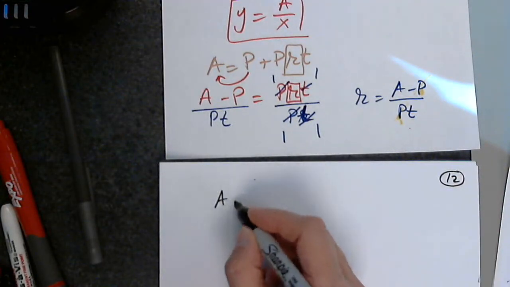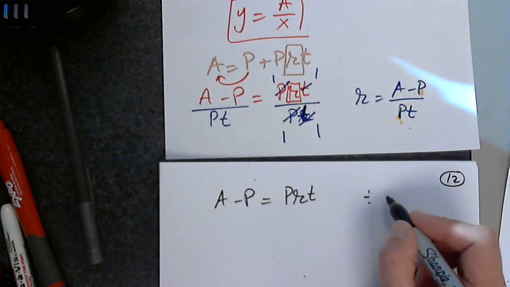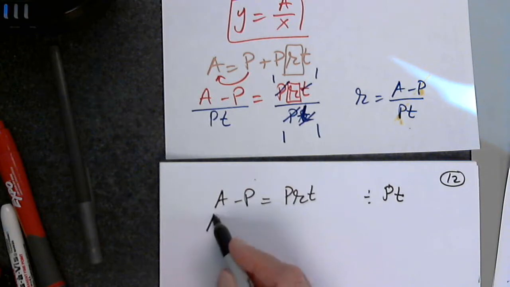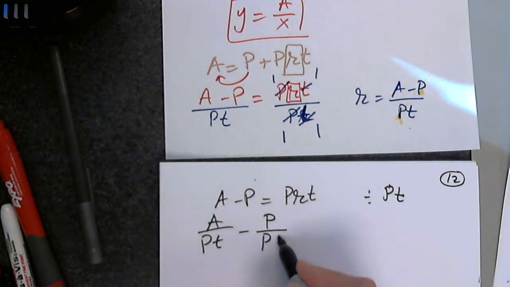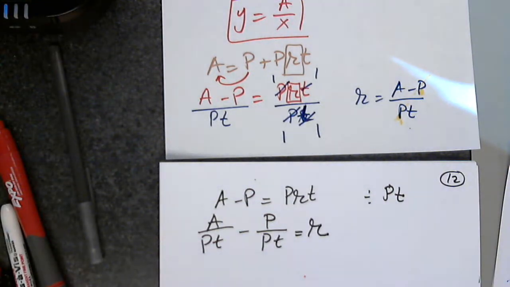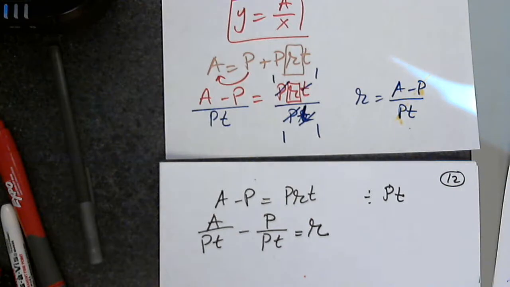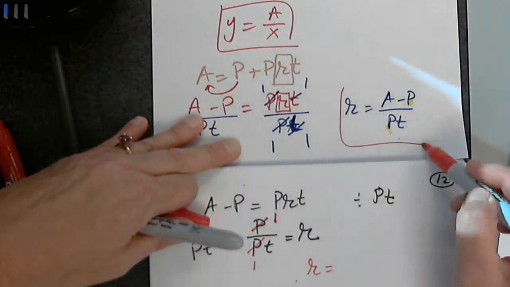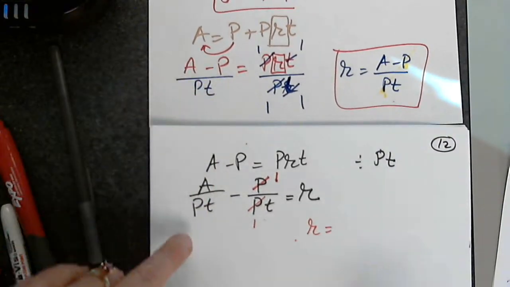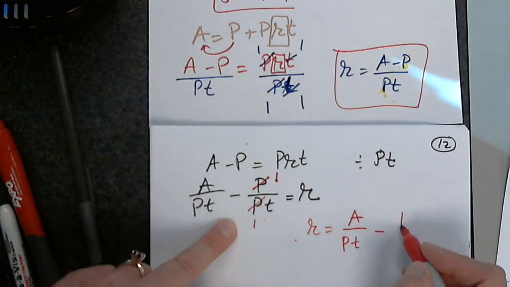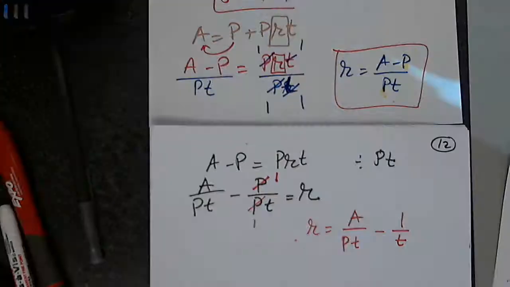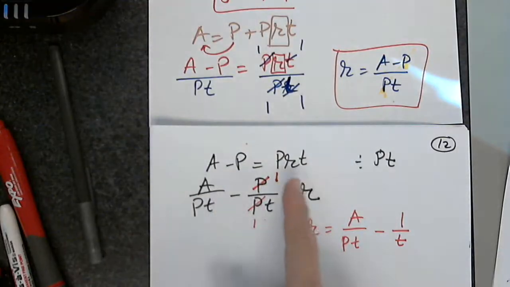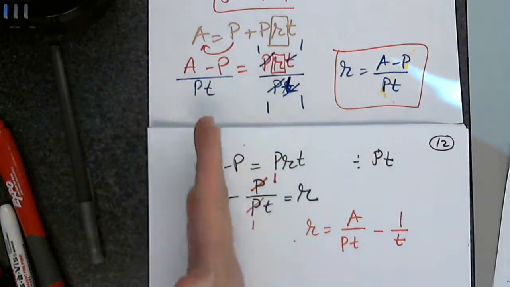So I have A minus P equals PRT. I know I'm dividing by P and T. I can write A divided by PT minus P divided by PT equals R. In this case, I am allowed to simplify factors. P is a factor at the top. I can simplify and I get 1. I have to write 1 because if I don't write 1, I may think it's 0. And P divided by P, I get 1. So the second option, this is perfect, but don't simplify. And the second option would be A over PT minus 1 over T. Both are acceptable. In the second option, I divided each term by PT, and I simplified it individually.